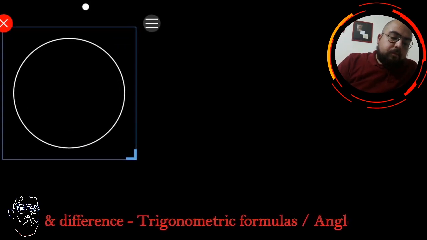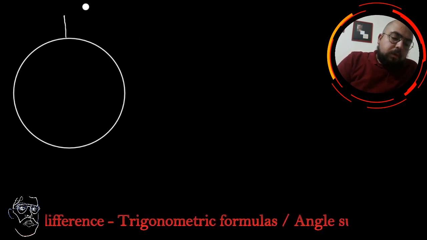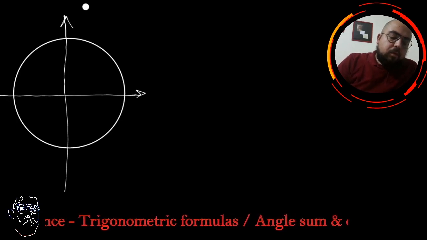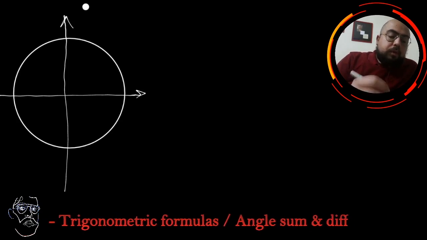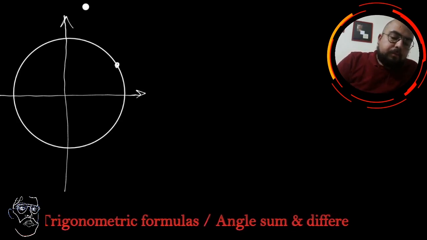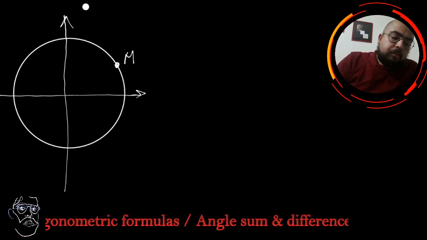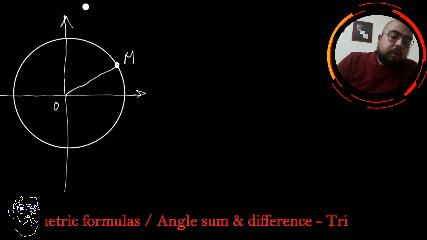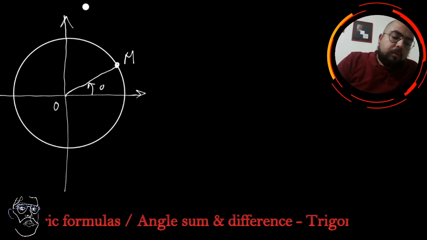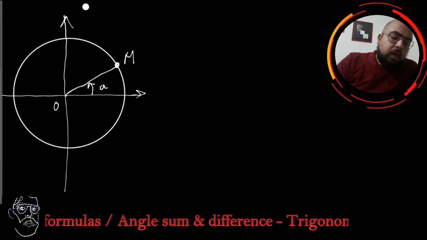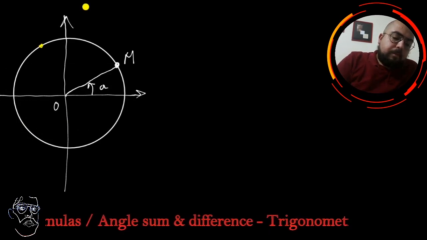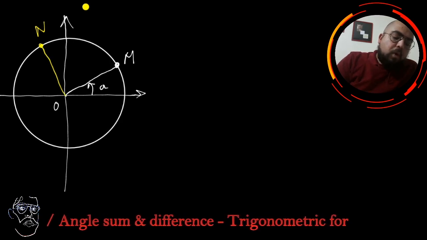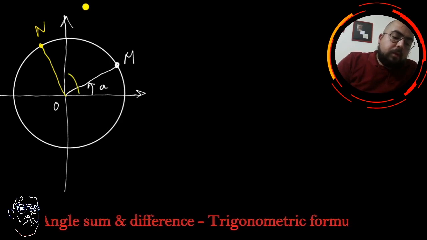Now, this circle will be having 2 points, the point M, such that the angle between OM and the axis of abscissa is simply A. And another point, N, where the angle between ON and the axis of abscissa will be B.